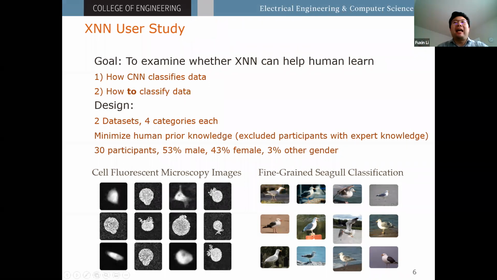We found two tasks which we thought might be difficult for humans. The first one comes from biochemistry, actually biophysics, where we gave the humans different categories of cell fluorescent microscopy images. We excluded all the participants who are experts, so they really don't know how to make this classification, and all their learning happens in our user study. They have a learning phase. The other task is fine-grained seagull classification. Those are all seagulls, but they are actually 5 different types of seagulls. We asked the humans to learn from the network how to classify them into the 5 types. This is extremely hard because usually people don't have any idea. They all just look like seagulls.